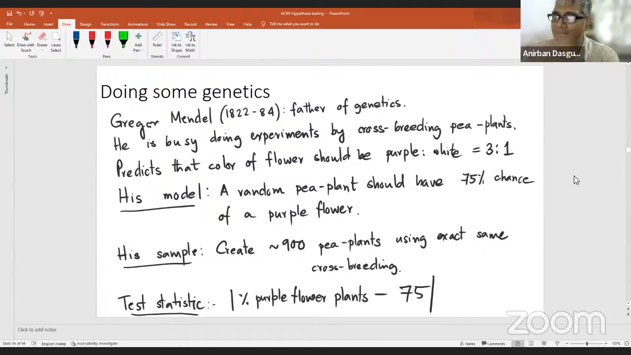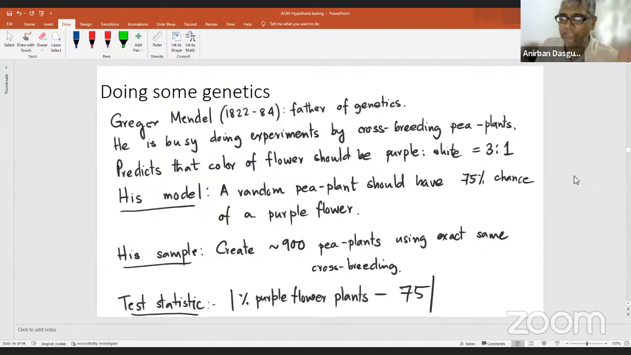Mendel, who lived from 1822 to 84, was the father of genetics, and his basic idea was that there is something in the cells that carries information from parent to child. That is his basic idea.